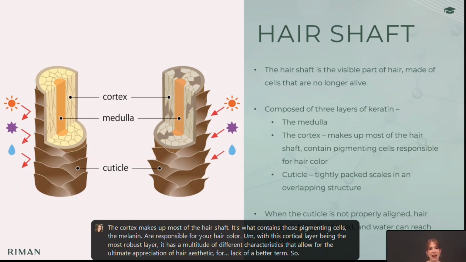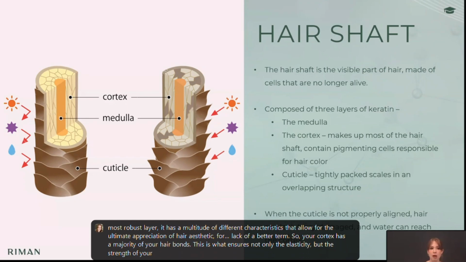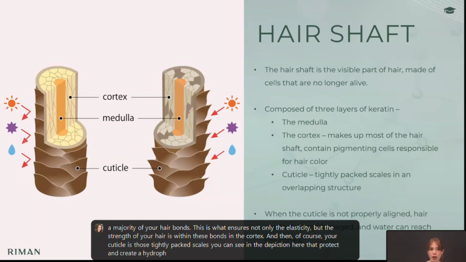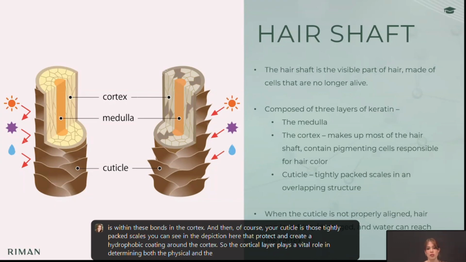So your cortex has a majority of your hair bonds. This is what ensures not only the elasticity, but the strength of your hair; it is within these bonds in the cortex. And then of course your cuticle is those tightly packed scales you can see in the depiction here that protect and create a hydrophobic coating around the cortex. So the cortical layer plays a vital role in determining both the physical and the mechanical properties of the hair.